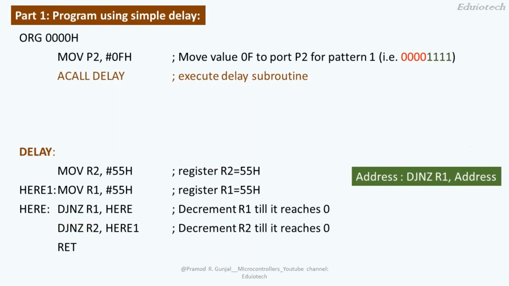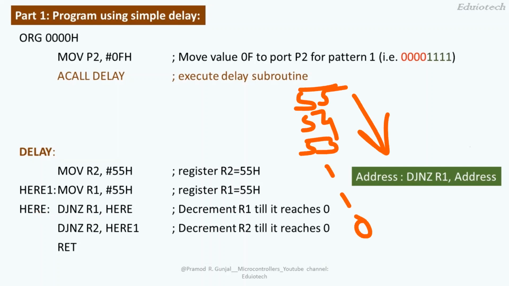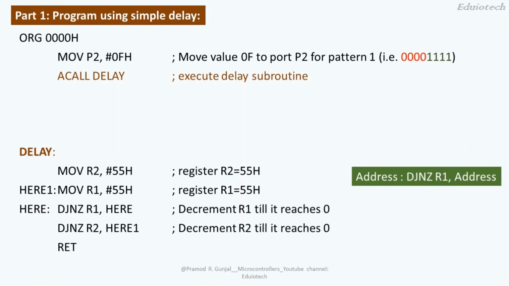This is the instruction and syntax for it. Address can be any name of the subroutine where you want to jump till that register becomes 0. Now let's jump over here. Once R1 decrements from 55 to 54, 53 and finally becomes 0, again we use the same instruction and jump to here till R2 becomes 0.